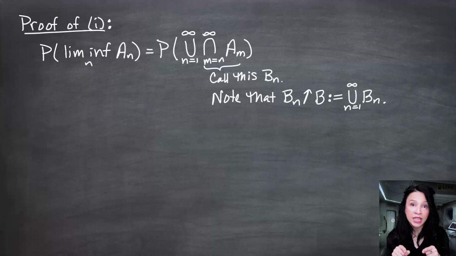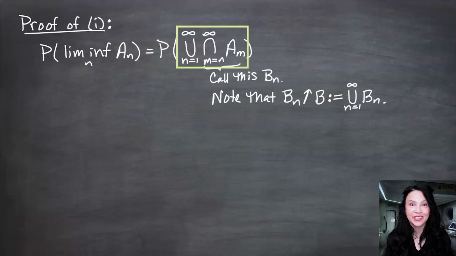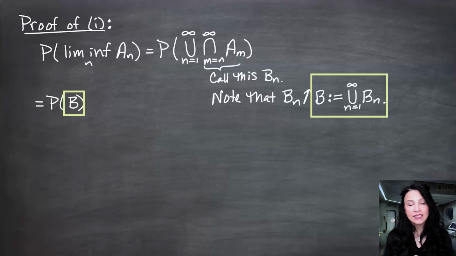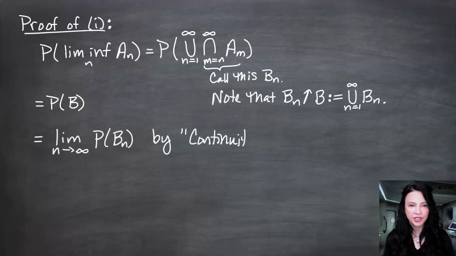So I'm going to define B to be the limit of the Bn, which is going to be the union of the individual Bn. Well, here is the union of the individual Bn. So this whole expression is equal to the probability measure of B. The Bn are increasing to B. And so by the continuity of probabilities theorem, part 1 to be exact, this probability of this limit of sets is equal to the limit of the individual probabilities.